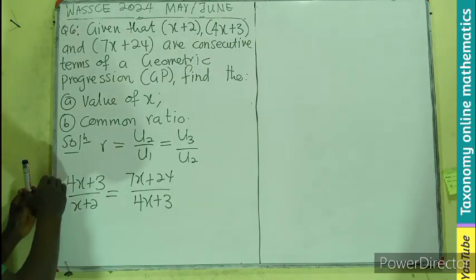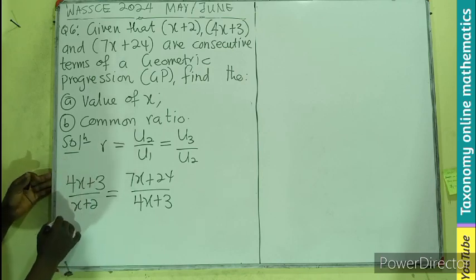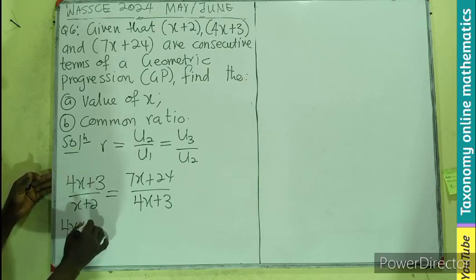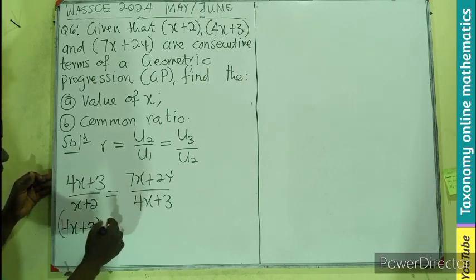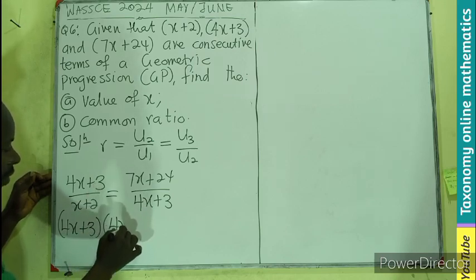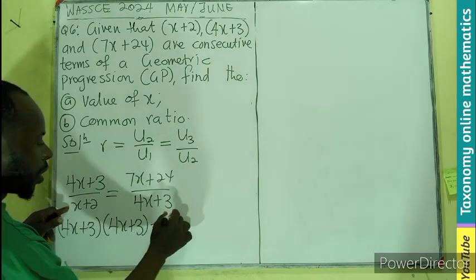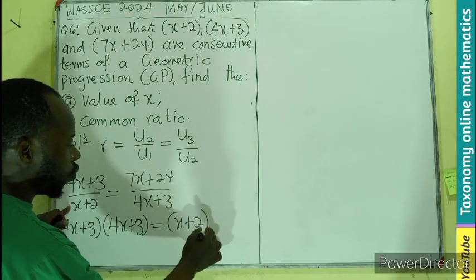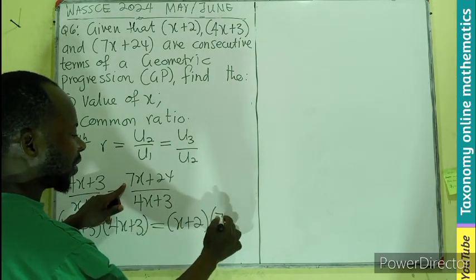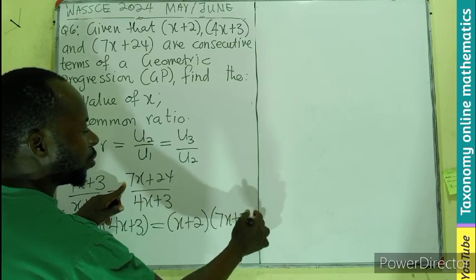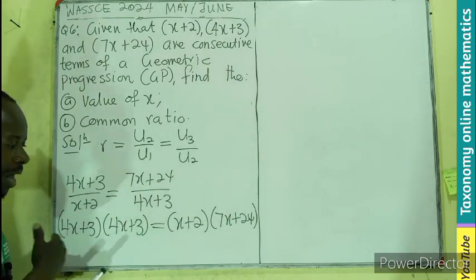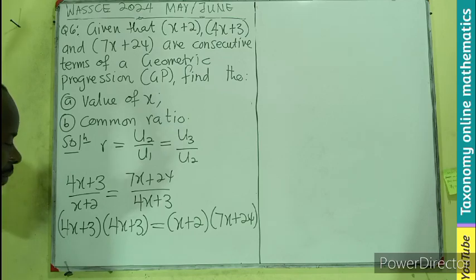Then we can cross multiply, whereby the numerator 4x plus 3 will multiply the denominator 4x plus 3, and this will be equal to x plus 2 multiplying 7x plus 24. So this becomes brackets that we need to expand.